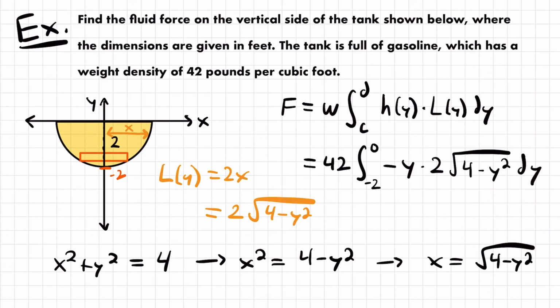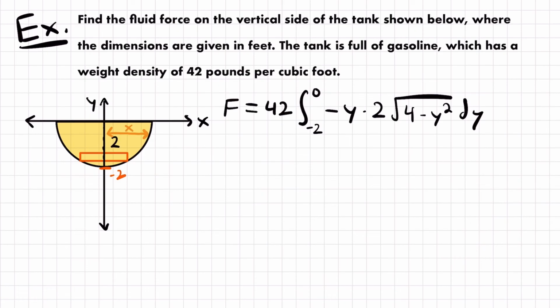Okay, and so if I clean up my work here, we now have a definite integral that represents the fluid force on this vertical side of the tank that is shaped like a semicircle. All we have to do now is solve this definite integral to find that fluid force. And so before we look at how to solve this definite integral, I'm going to reorder the multiplication here. Instead of having negative y times 2, I'm going to have negative 2y. So I'm just going to rewrite that real quick. We're going to have negative 2y times the square root of 4 minus y squared times dy. Okay, and so now looking at this definite integral, it's a little more complicated than what we've been working with so far in this video.